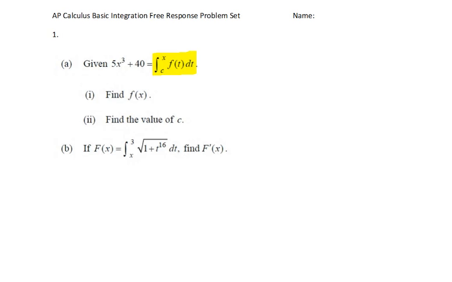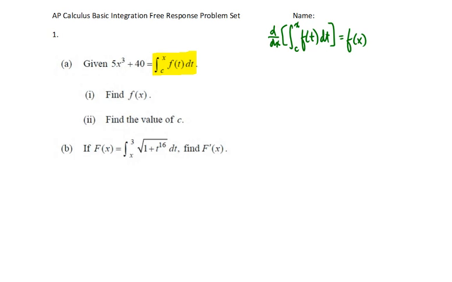Well, when you see something like the integral from c to x of f of t dt, you see an integral defined function. You want to think of the fundamental theorem of calculus, which says that the derivative of this integral defined function from c to x of f of t dt, where t is going to be a dummy variable there, is just equal to f of x. And I won't go into that.